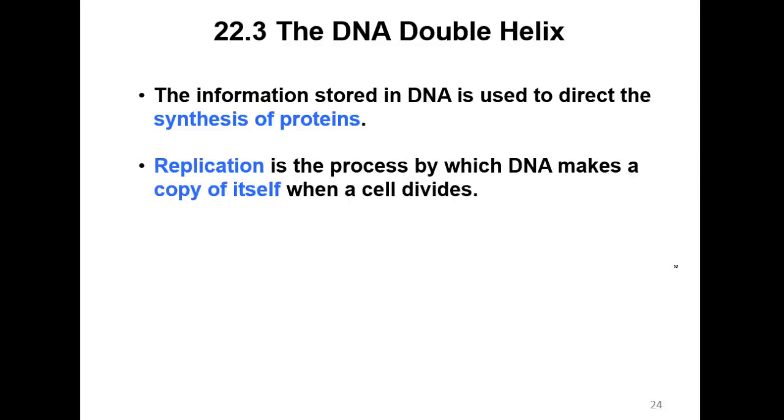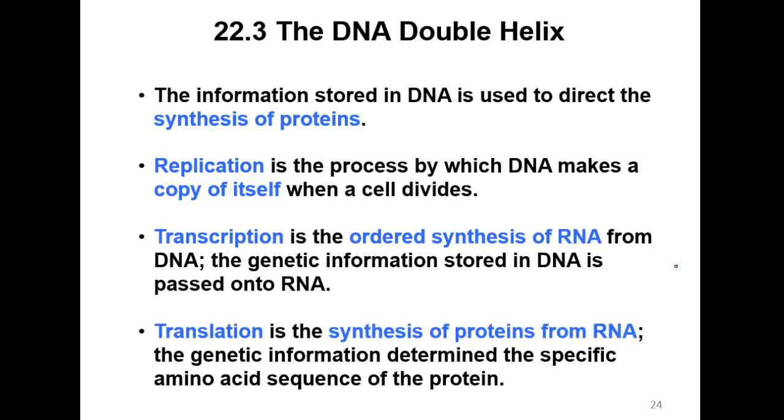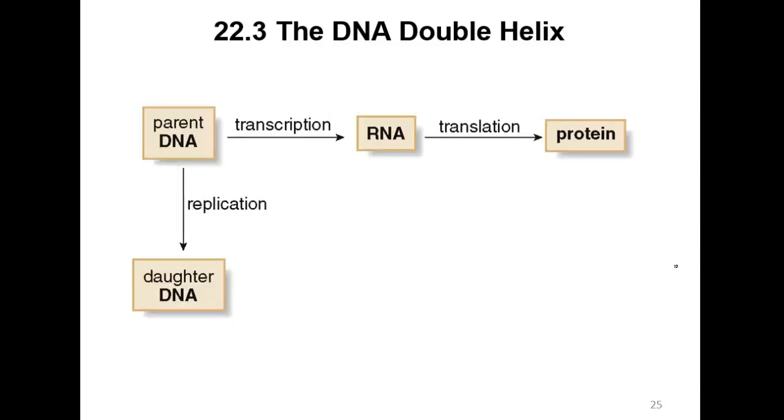Replication is the process by which DNA makes a copy of itself within a cell. Transcription is the ordered synthesis of RNA from DNA. The genetic information stored in DNA is passed onto the RNA. And then translation is the synthesis of proteins from the RNA. The genetic information determines the specific amino acid sequence of proteins. So the DNA makes the RNA, which then goes ahead and makes the proteins.